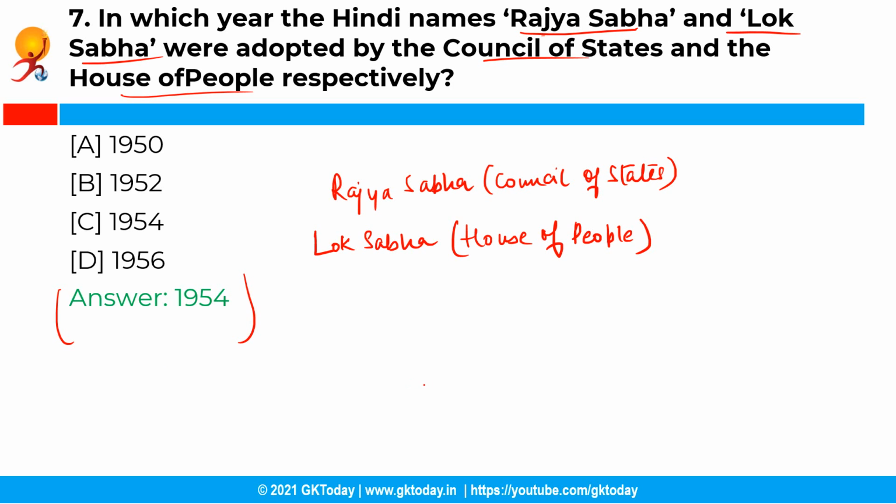And the Rajya Sabha is the upper house and it is also called the second chamber or House of Elders, and the Lok Sabha is the lower house or the first chamber, or it is also called the popular house.